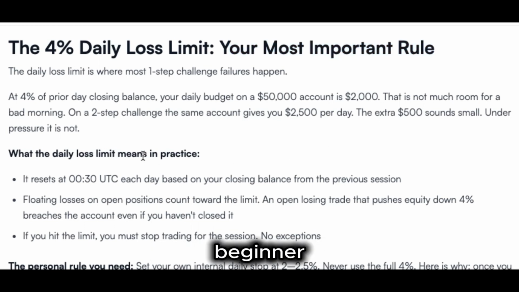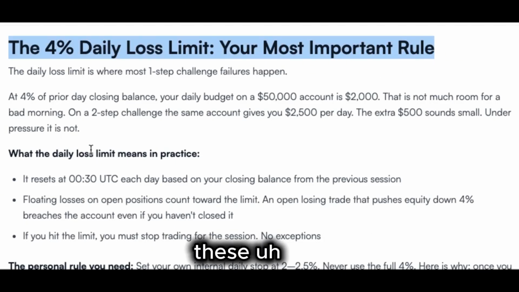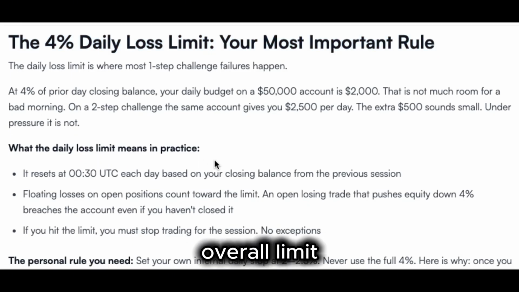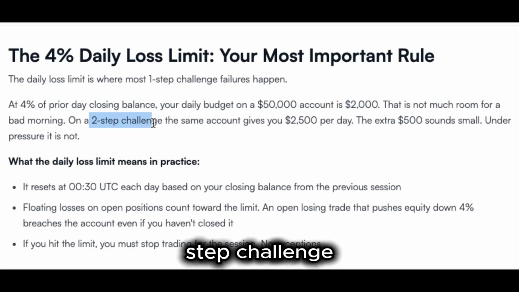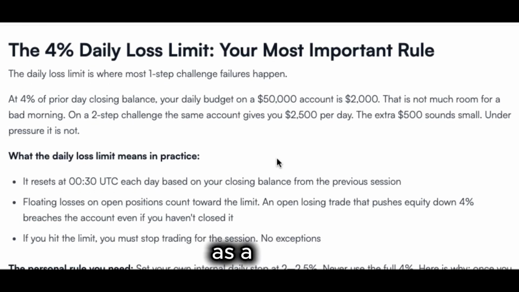When you are just a fresh beginner approaching prop trading, to have a general knowledge of what you're doing, you really need to fully understand these rules: the daily loss limit and the max overall limit. Now, if you have the 50K account we mentioned, the daily loss limit is 2K. That's a big difference with a two-step challenge, where the daily loss limit would be 2,500 per day. It's an extra $500, which sounds small, but in days of big volatility and under pressure, you will discover in your career as a prop trader that it is not a small difference.